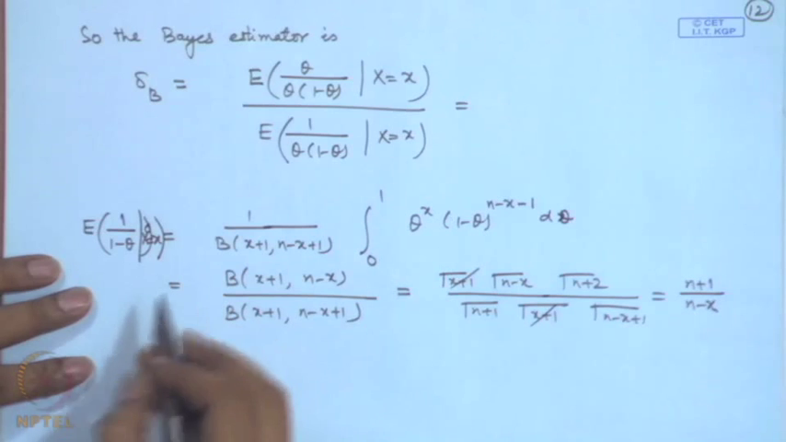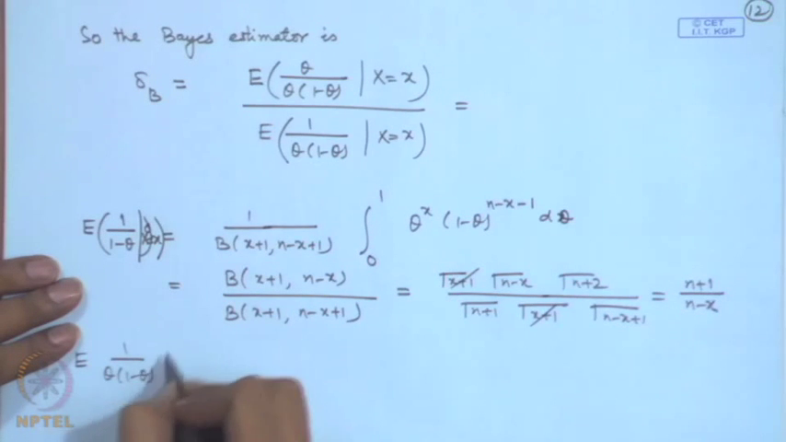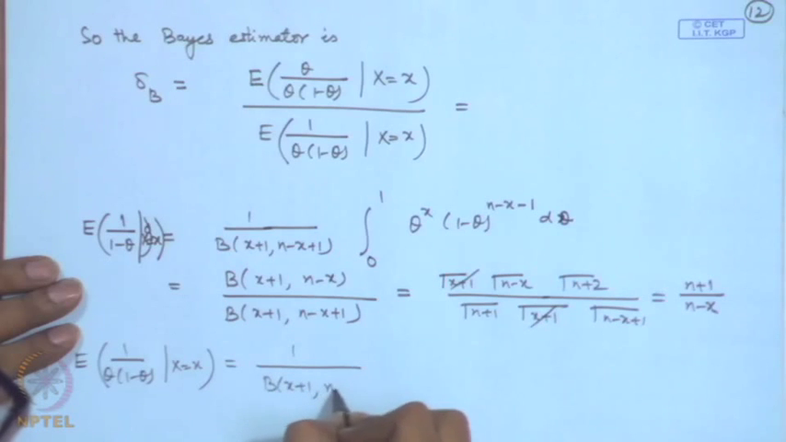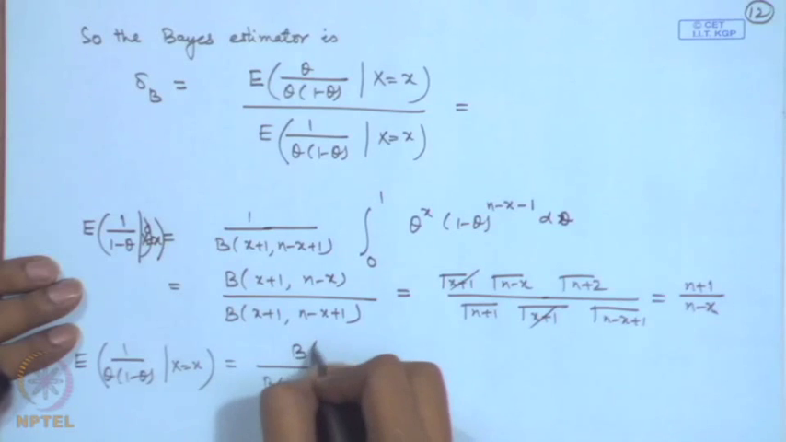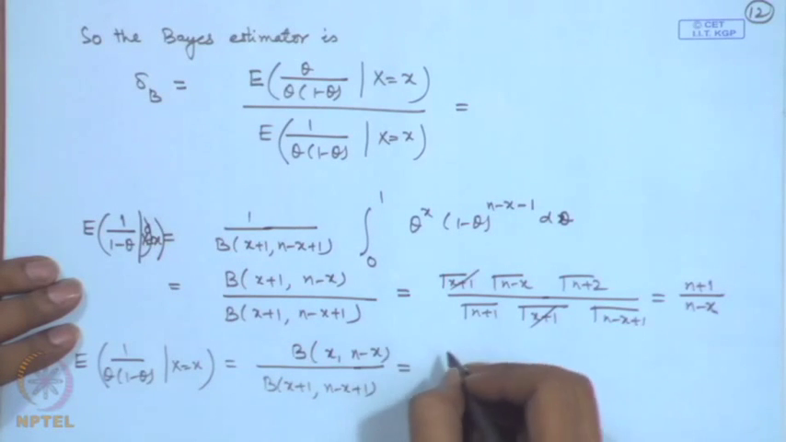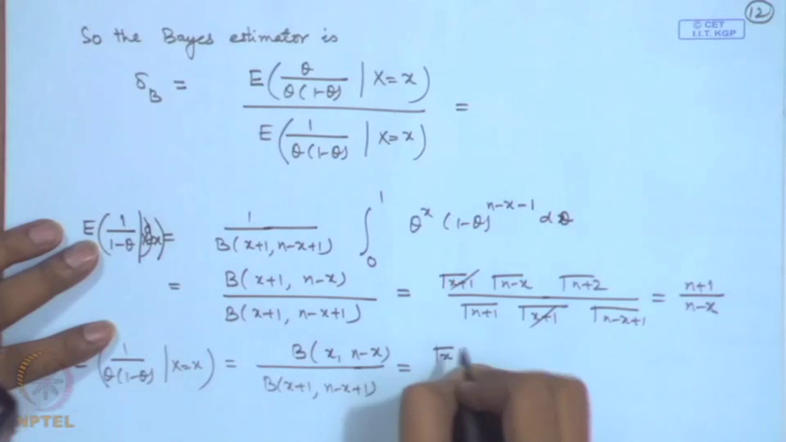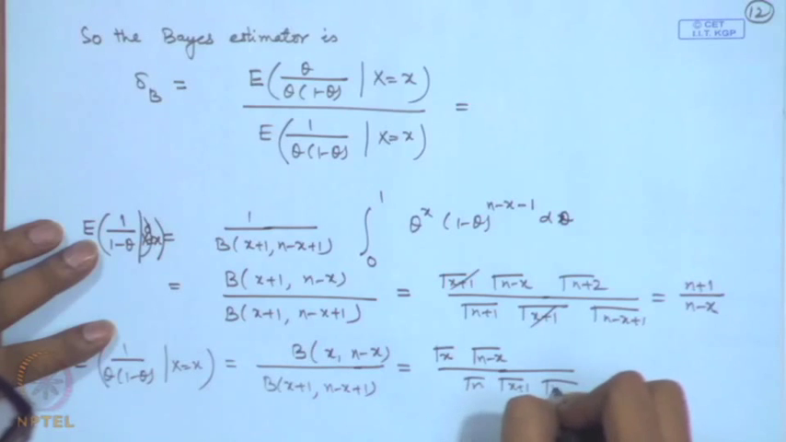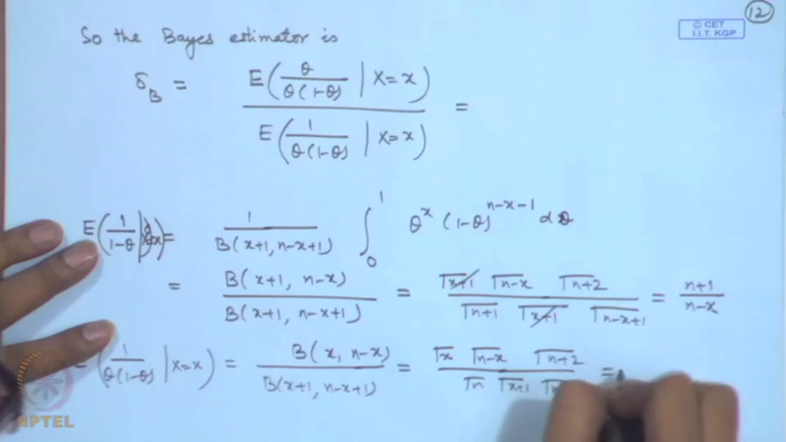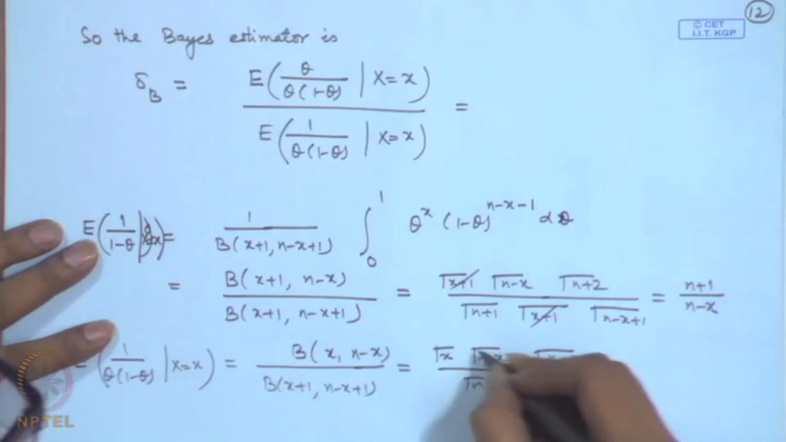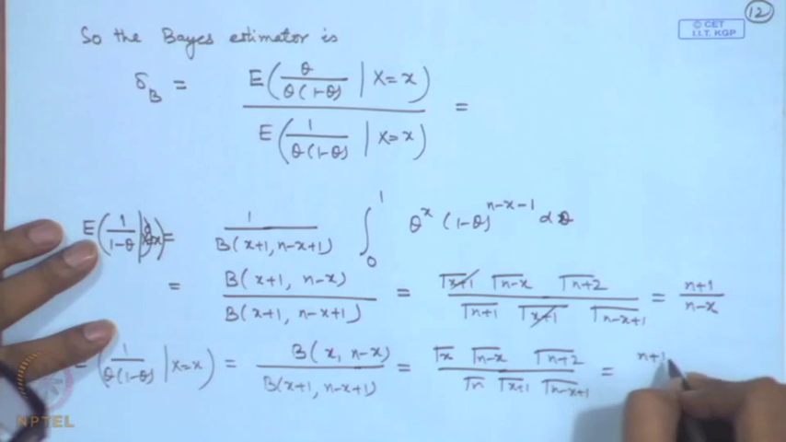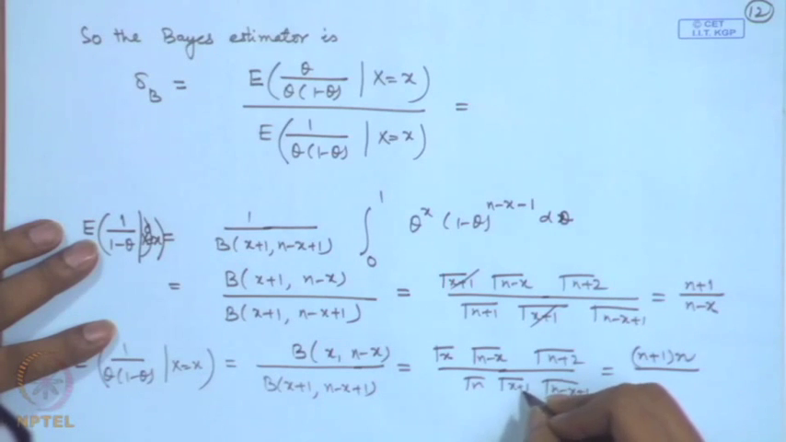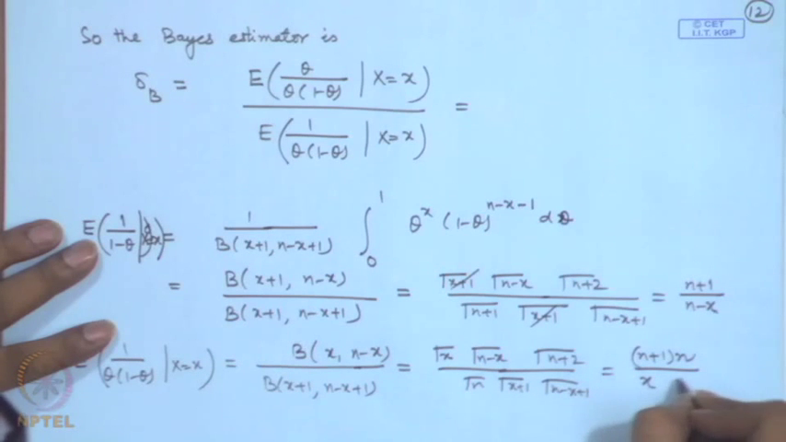In a similar way, if we calculate expectation of 1 by theta into 1 minus theta given x, then that will be equal to 1 by beta x plus 1, n minus x plus 1, and in the numerator we will get beta x, n minus x. So, after simplification this will become gamma x gamma n minus x by gamma n, then gamma x plus 1 gamma n minus x plus 1 gamma n plus 2. Once again, if we simplify these terms, we get n plus 1 into n divided by x and n minus x.